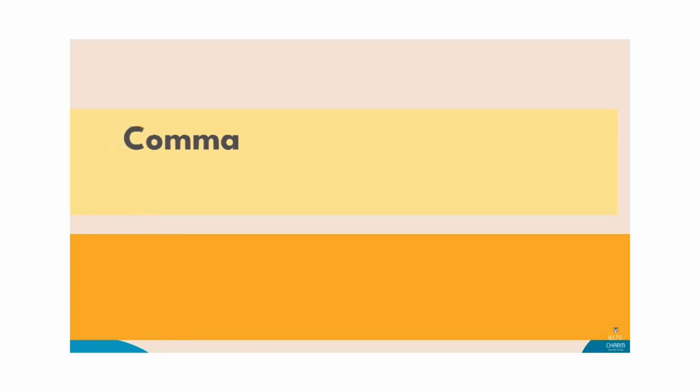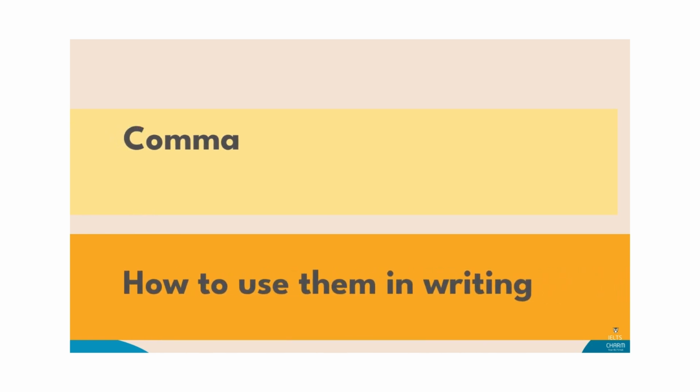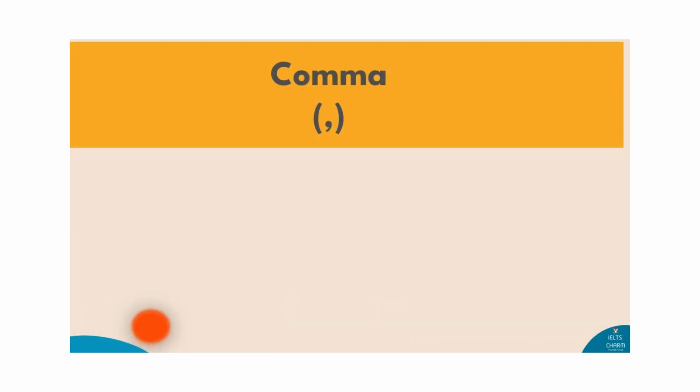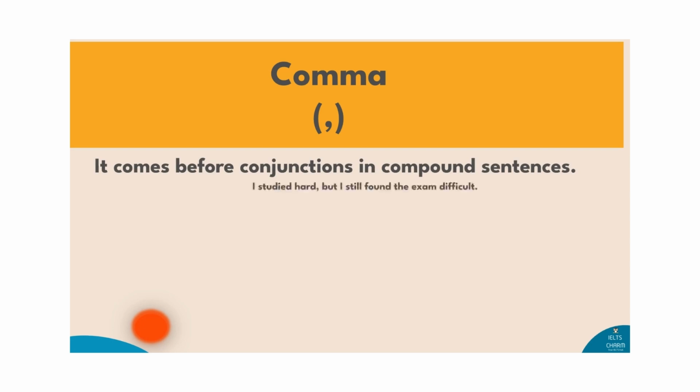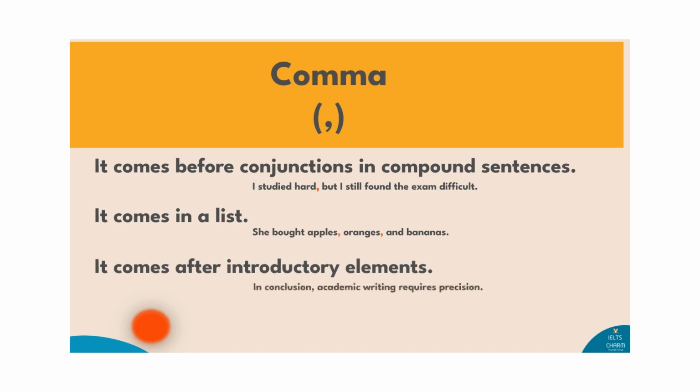How to use commas. Commas help organize sentences. Use them before conjunctions, when making a list, after an introduction. In conclusion, punctuation matters. Common mistake: don't use a comma instead of a semicolon.